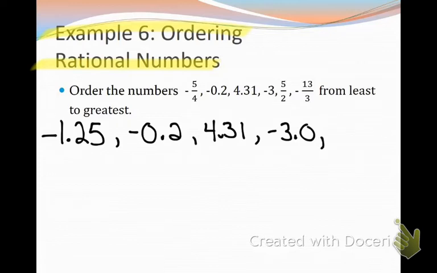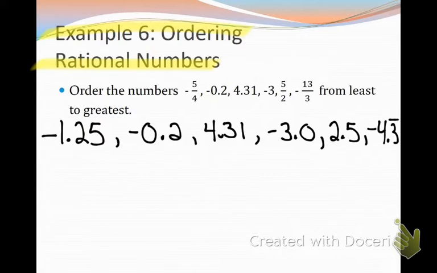Negative 3.0. What about 5 over 2? What would that be as a decimal? 2.5. And then, what is that? Negative 4.3 repeating. Okay, so now they're all in decimal form, and now I can clearly see which one is the smallest.